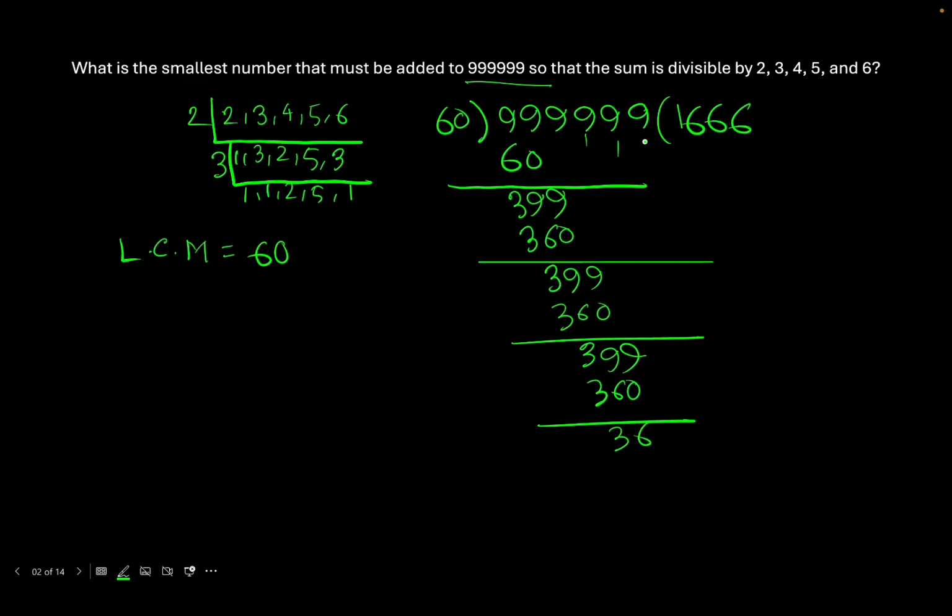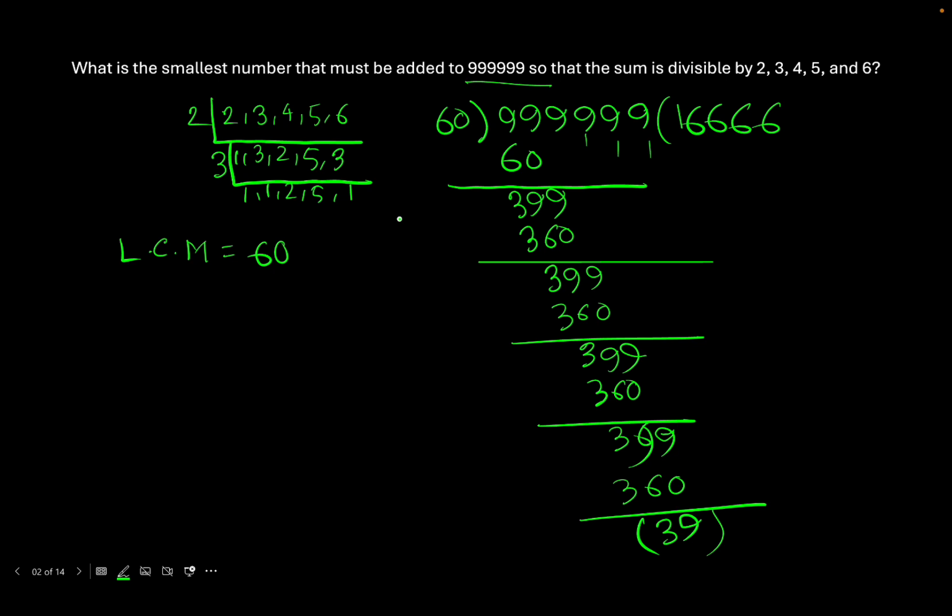Sorry, it will be 9. So it will be 3, 6, 0 and it will be 9. So as there is no 9 left, so this is our remainder.